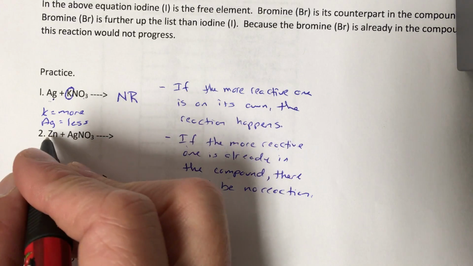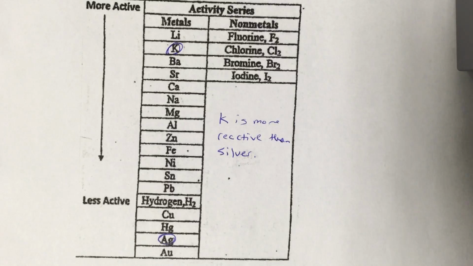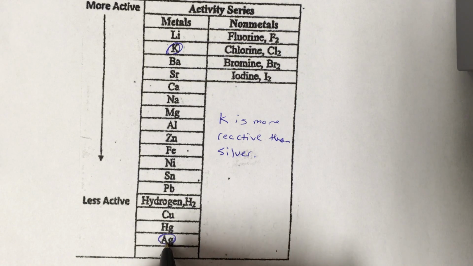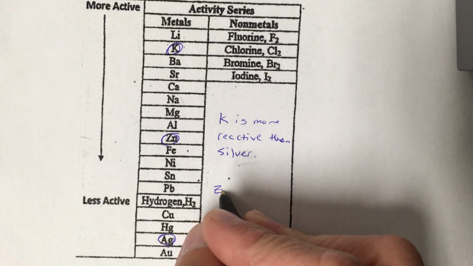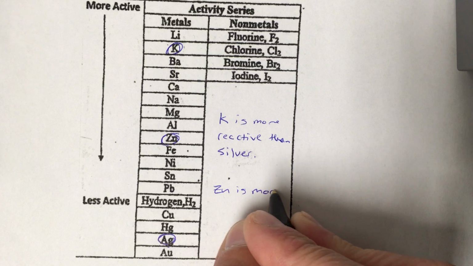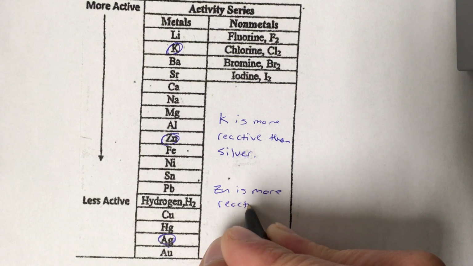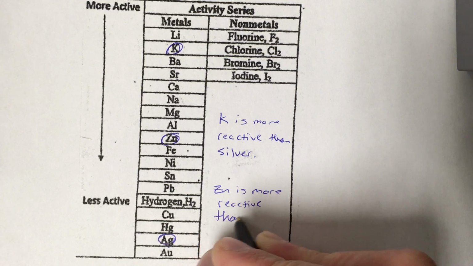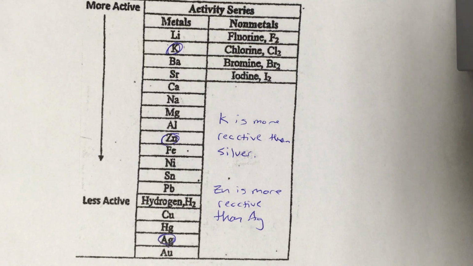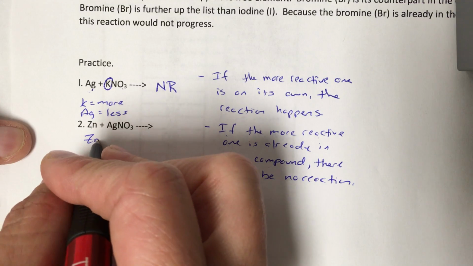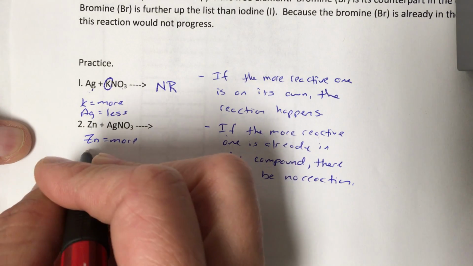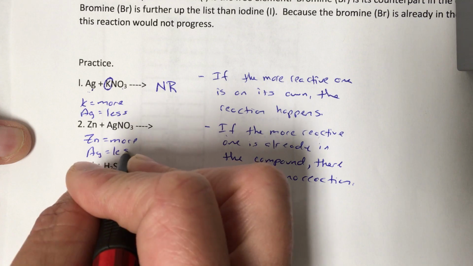Let's take a look at this next one. We have zinc and we have silver. So let's go back to our activity series and find zinc and silver. There's our silver already. There's zinc. So zinc is more reactive than silver. Zinc is more reactive than silver. Come back over here. Zinc is more reactive, silver is less.